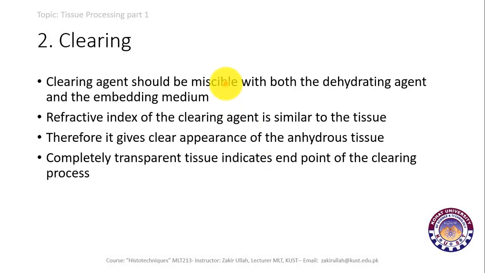The clearing agent should be soluble with both the dehydrating agent, that is the alcohol, and also the next step of the embedding medium, that is the paraffin wax. The refractive index of the clearing agent should be similar to the tissues. Therefore, it gives a clear appearance of the anhydrous tissue, and completely transparent tissue indicates the end point of the clearing process.